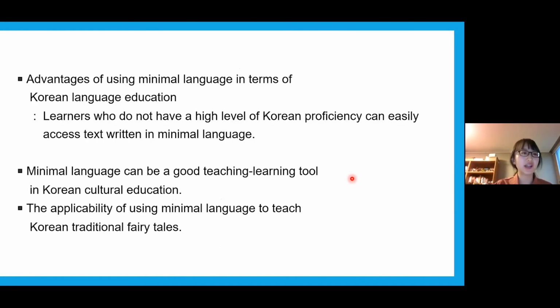So in this study, I studied how to use minimal language when teaching Korean culture using traditional fairy tale to foreign learners. An advantage of using minimal language in terms of Korean language education is that learners who do not have a high level of Korean proficiency can easily access text written in the minimal language. And I think the minimal language can be a good teaching learning tool in Korean cultural education. So through this study, I wanted to show the applicability of using minimal language to teach Korean traditional fairy tale.